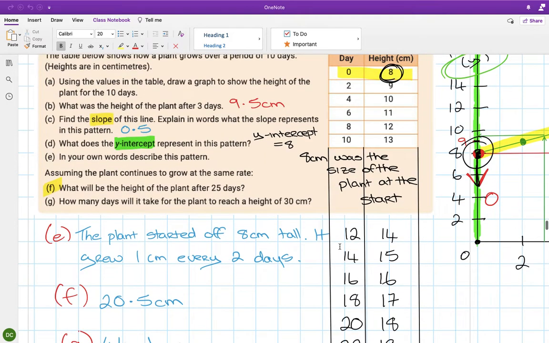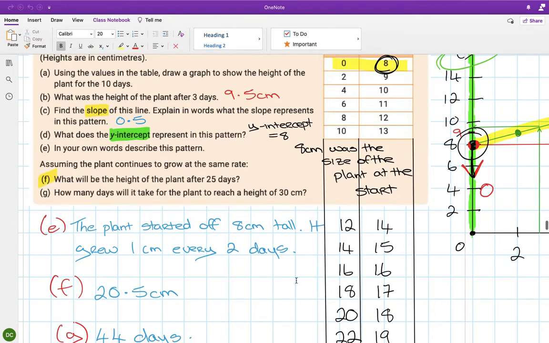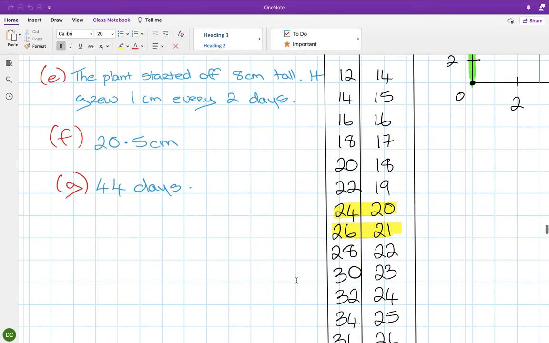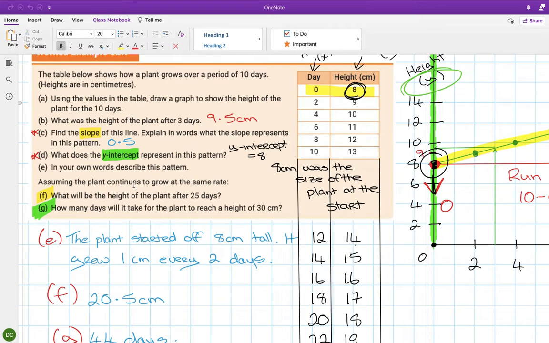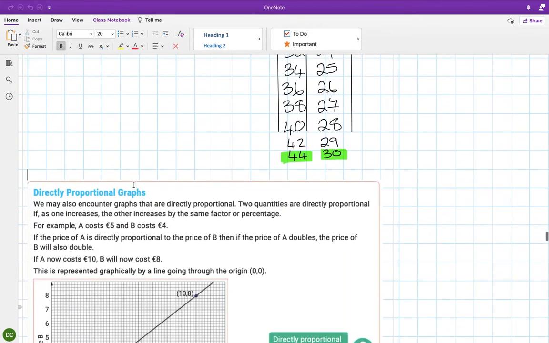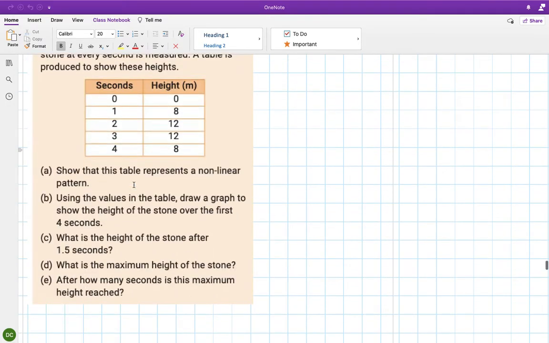Okay, so F and G took a bit of time, because obviously I had to extend that table quite a way. But I don't think F and G are hard. But C and D are new, okay? And they're something that you're going to probably have to play back and watch again before you try your homework, okay? So yeah, that's it really.